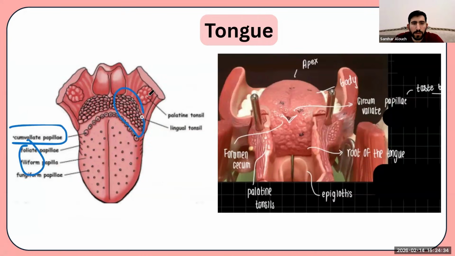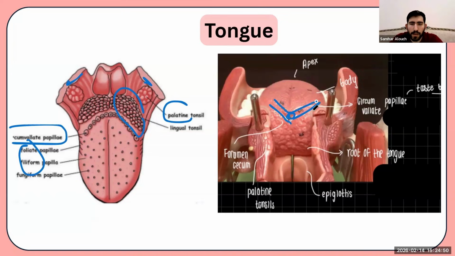Here we have lingual tonsils. At the lateral of the mouth, we have palatine tonsils. So we'll talk about them later on. Here, as you can see, this is from behind the tongue. So we have the inverted V, which is sulcus terminalis. We have the foramina cecum.